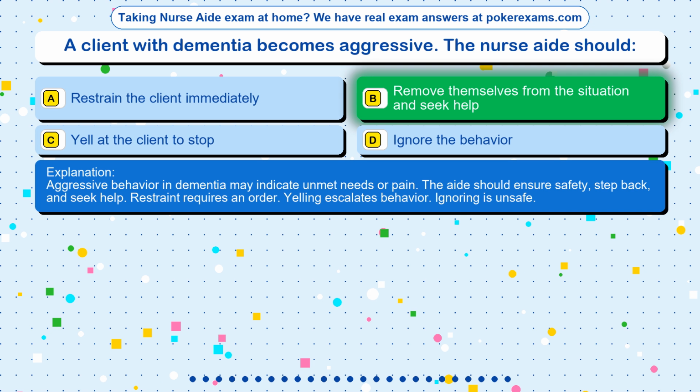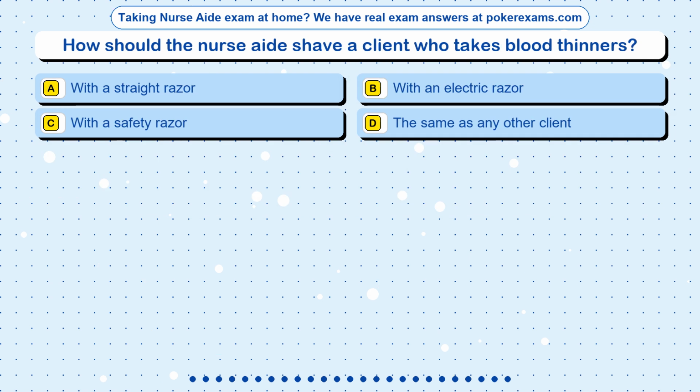Ignoring is unsafe. Question 22. How should the nurse aide shave a client who takes blood thinners? Option A, with a straight razor. Option B, with an electric razor. Option C, with a safety razor. Option D, the same as any other client.